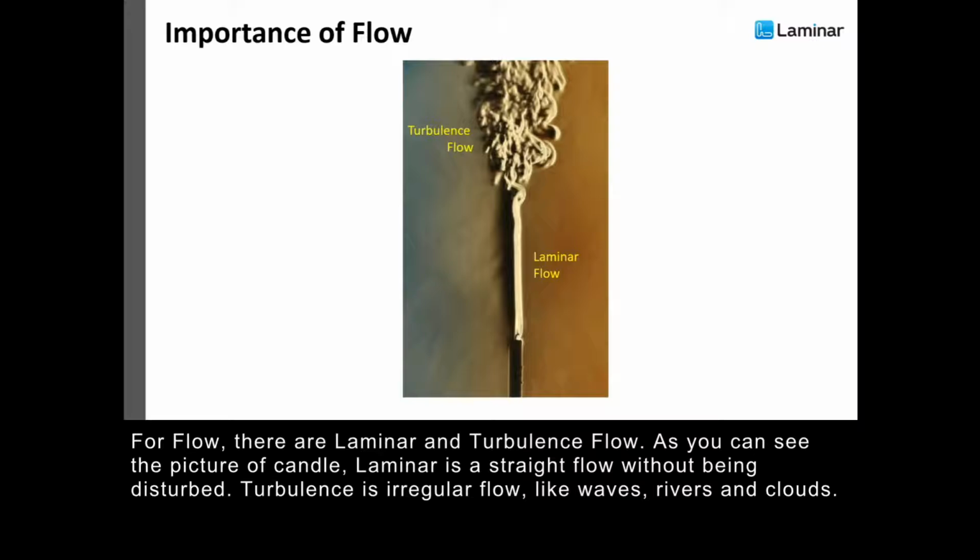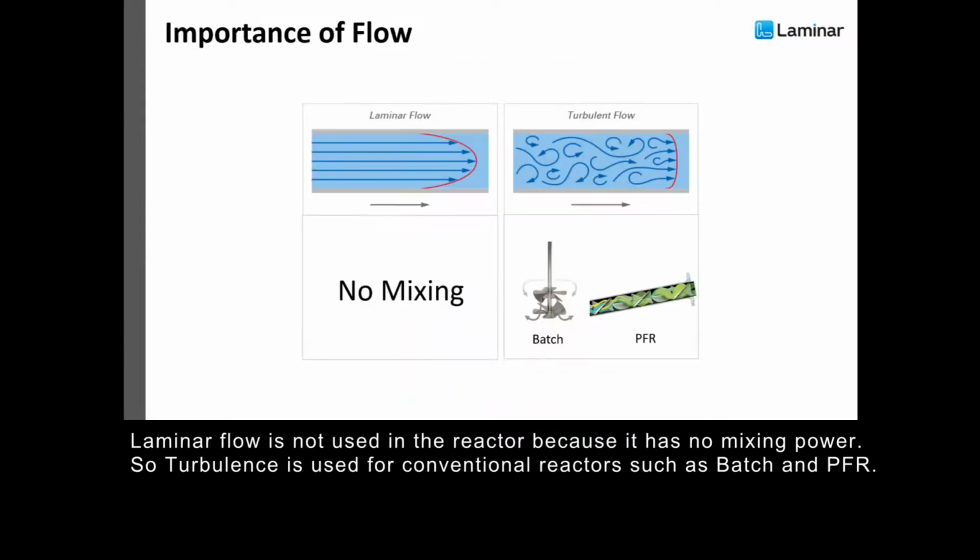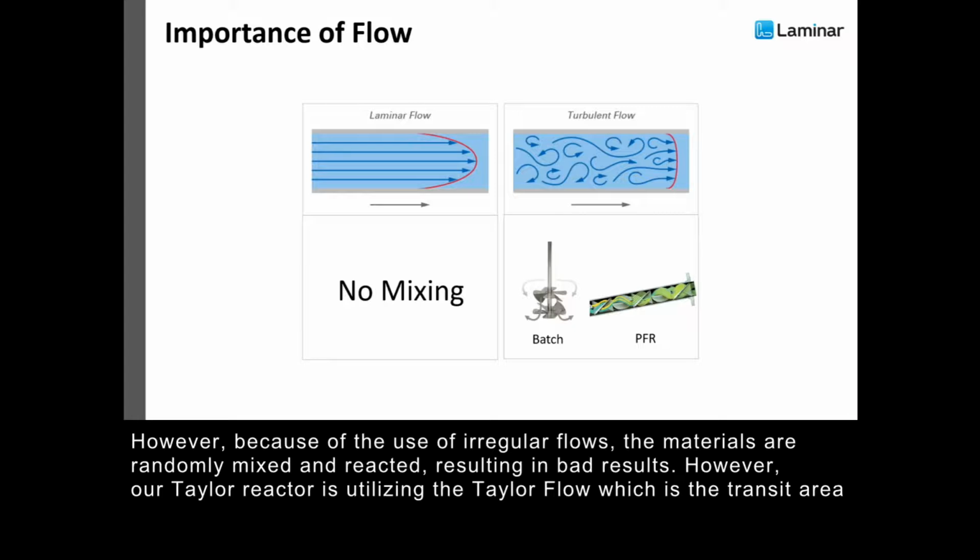For flow, there are laminar and turbulent flow. As you can see in the picture of the candle, laminar is straightforward flow without being disturbed. Turbulence is irregular flow like waves, rivers, and clouds. Laminar flow is not used in the reactor because it has no mixing power. So turbulence is used for conventional reactors such as batch and PFR. However, because of the use of irregular flows, the materials are randomly mixed and reacted, resulting in bad results.